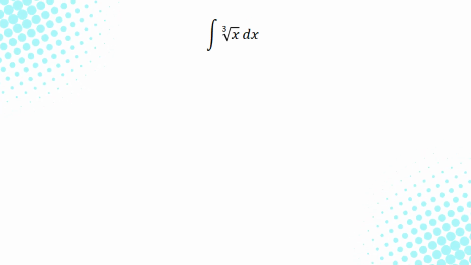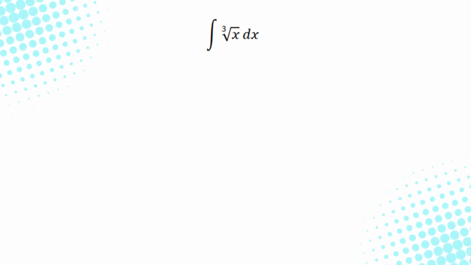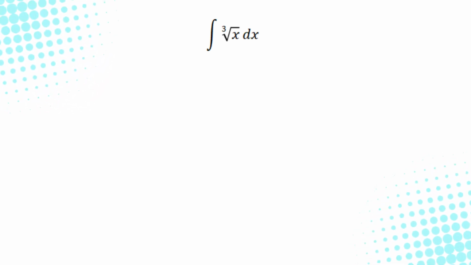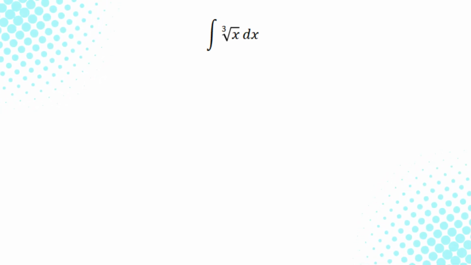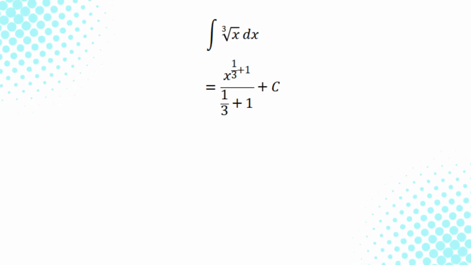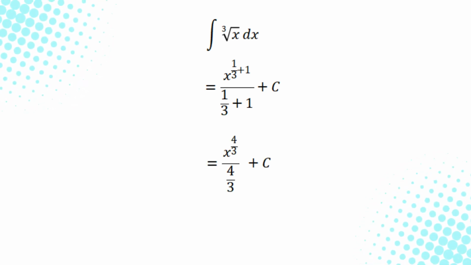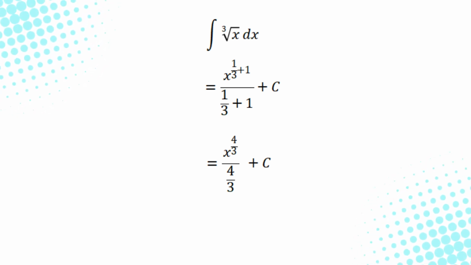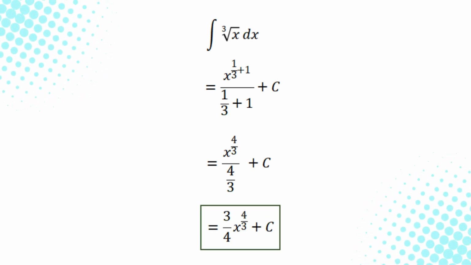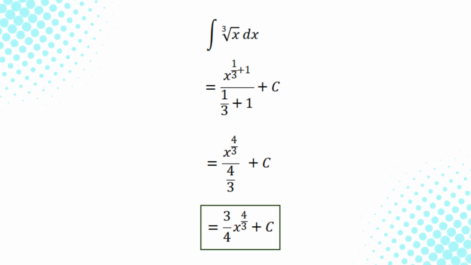Using the power rule for integration, which says the integral of x raised to the power of n is equal to x raised to the power of n plus 1 divided by n plus 1 plus C, where n is not equal to negative 1. Here, n is 1/3, so we add 1/3 and 1, which equals 4/3. Then, divided by 4/3, which is the same as multiplying by 3/4. The result is 3/4 times x raised to the power of 4/3 plus C.